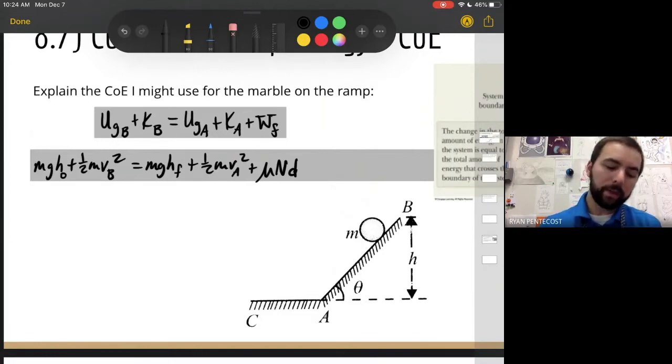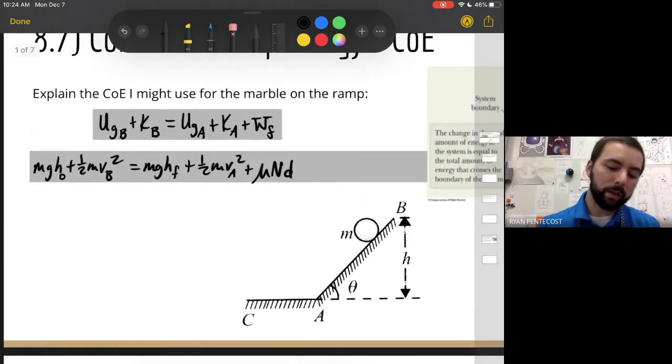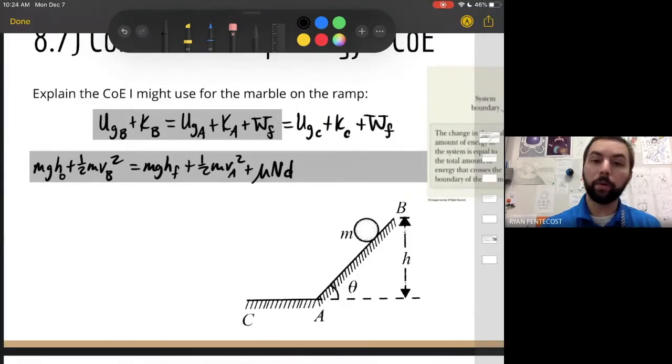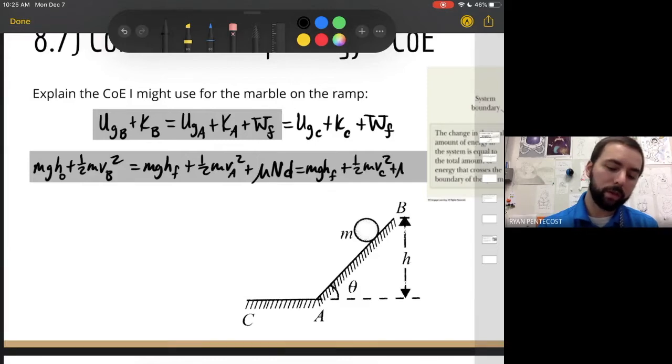Now, this can get even further expanded, right? If we had a second object, we could also say that this is equal to the potential energy at point C plus kinetic energy at point C plus any work of friction done between those 2 points. So then we can also expand this as, that would still be mgh final plus 1/2 mvc squared plus mu ndc compared to mu nda, the distance traveled to get to C versus the distance traveled to get to A. I guess the normal force at A and C would also be different. So we can expand this to get much, much bigger.